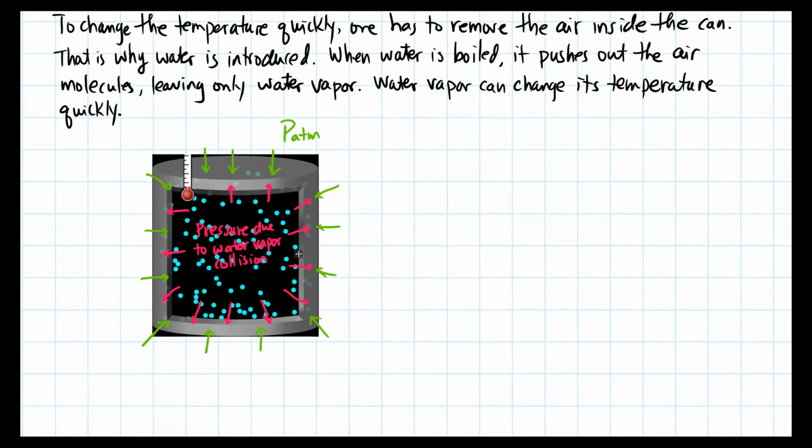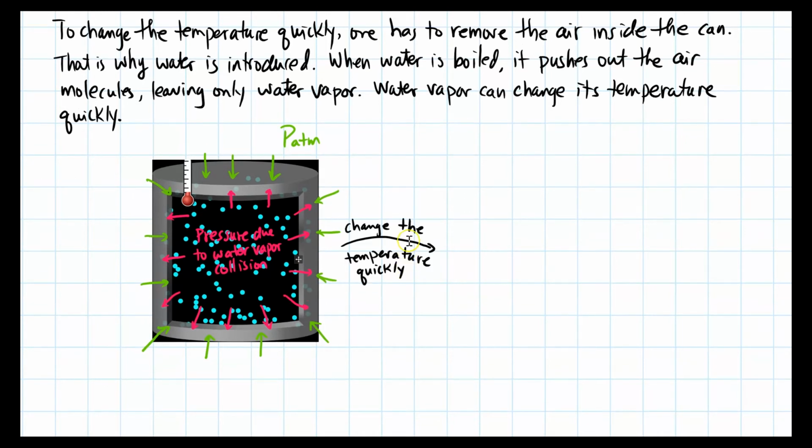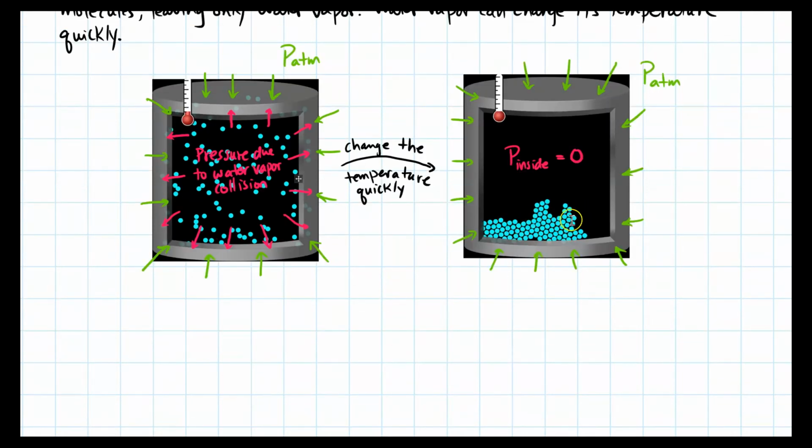So now what we do is change the temperature very quickly by taking the can and putting it in cold water. That immediately collapses the water vapor into drops of water, and note that there's now going to be effectively zero pressure inside, but I didn't get rid of the atmospheric pressure. So what does the atmospheric pressure do? It moves from the high to the low region. So the pressure goes from the high to the low pressure region, which then collapses the can.